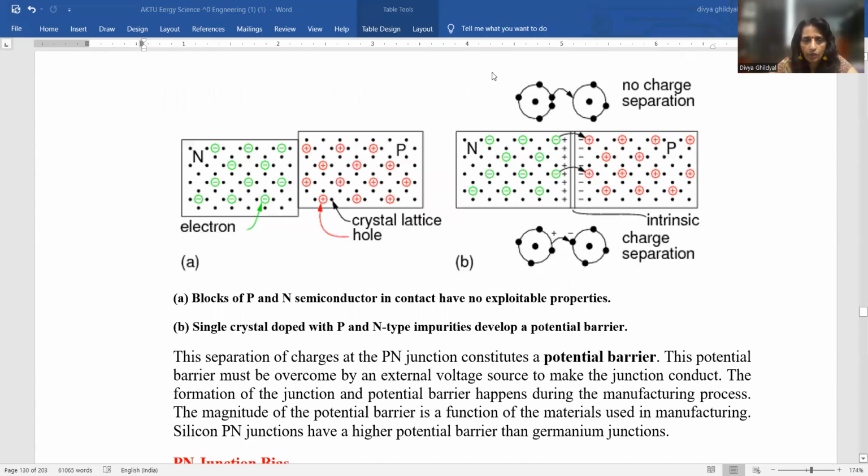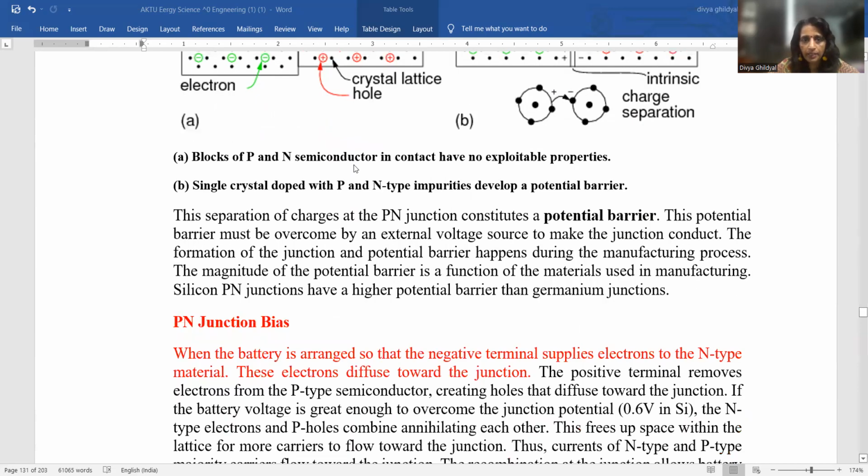And here, look at this diagram. It is having electrons in excess here. This is having holes in excess. When I have combined p-type and n-type, here a depletion region of extra charges is formed near the combining point. In contact, a single crystal of p-type has been joined to an n-type. This separation of charges at the p-n junction constitutes a potential barrier.